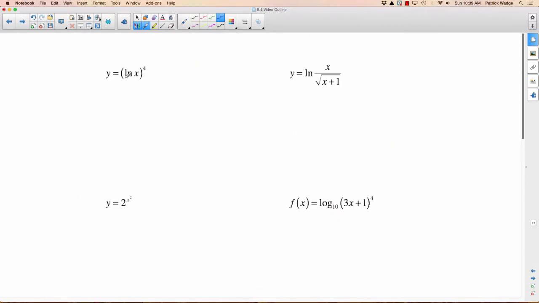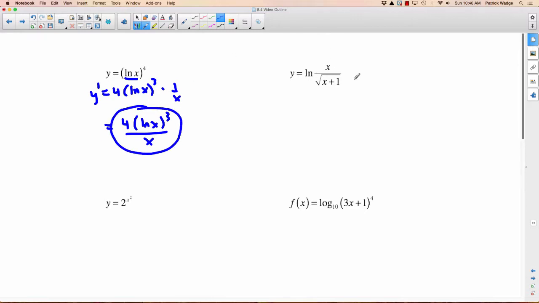Okay, here's another chain rule. Our outer function is something to the 4th power. So we're going to use the power rule. The 4 comes down. Still have the same inner function, but now it's to the 3rd power, times the derivative of the inner function, which is natural logarithm of x, and that's 1 over x. So our final answer would be 4 times the natural logarithm of x cubed, all divided by x.